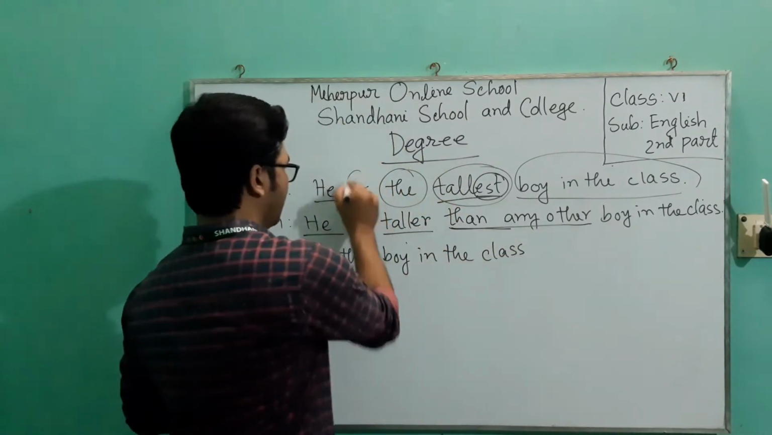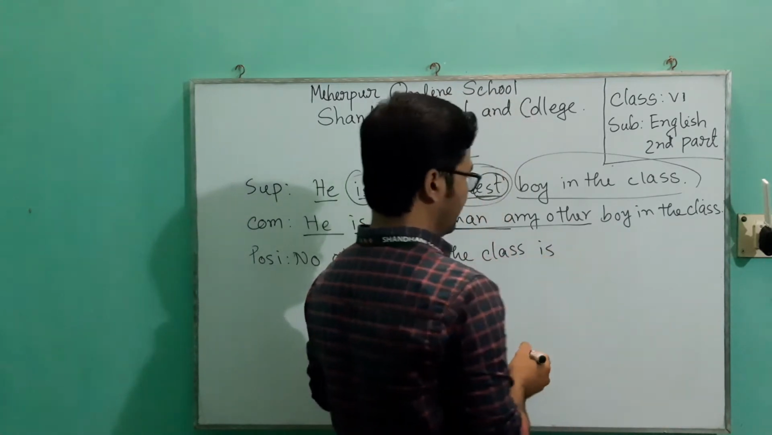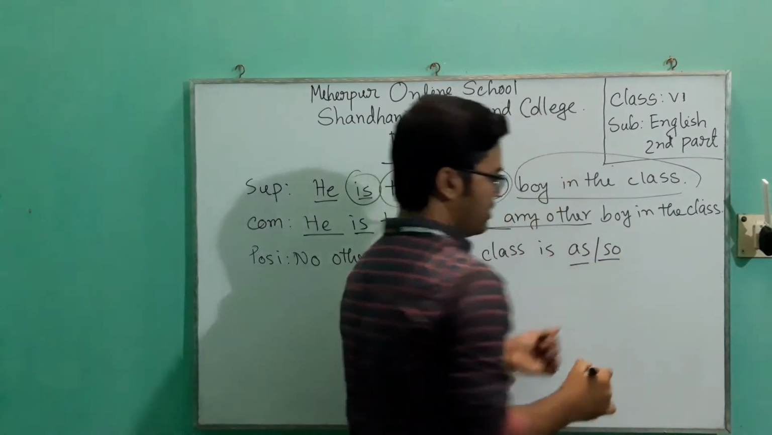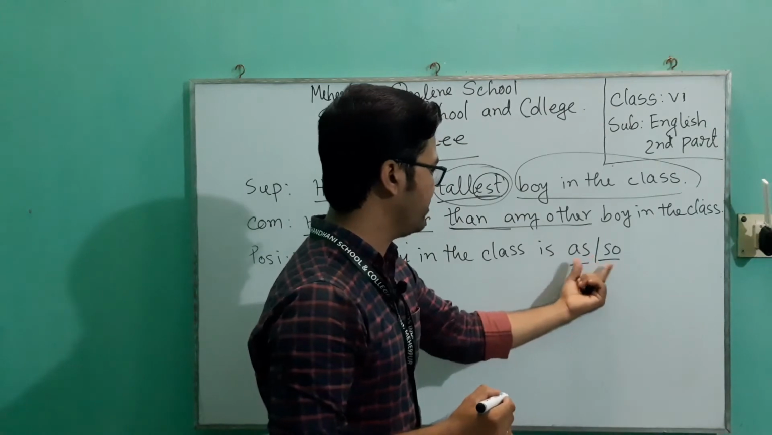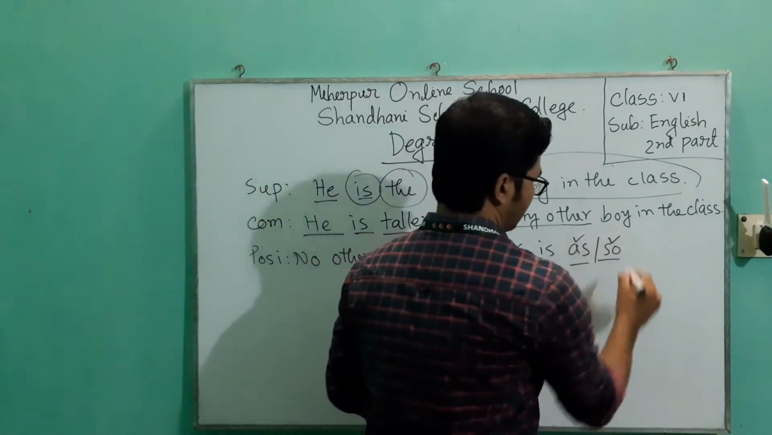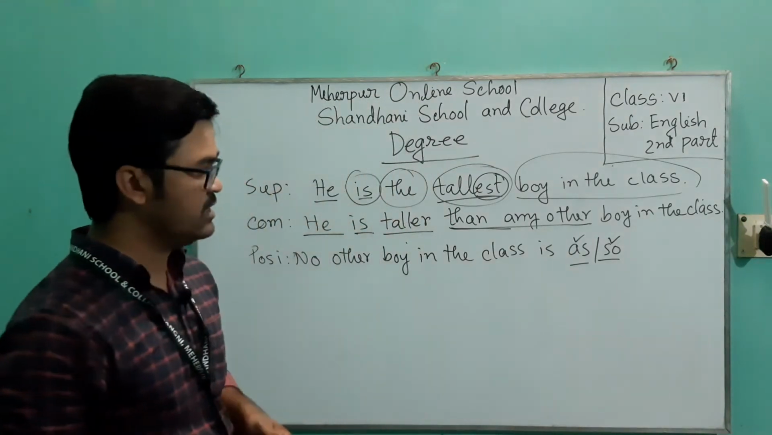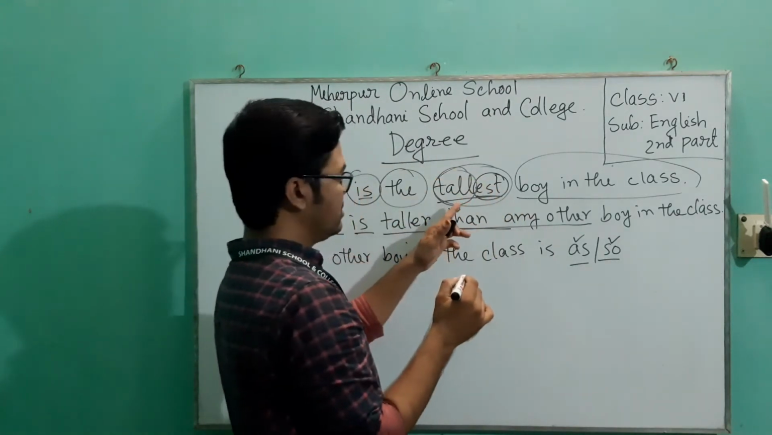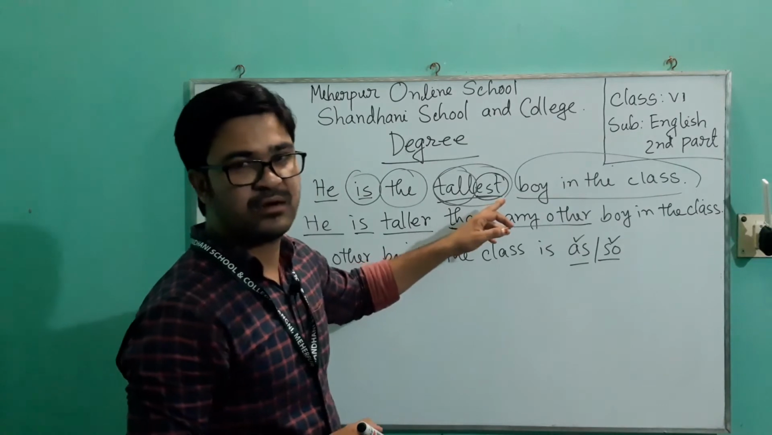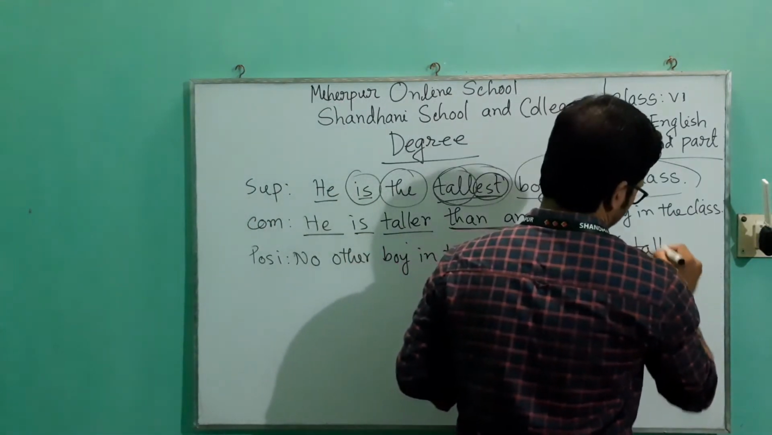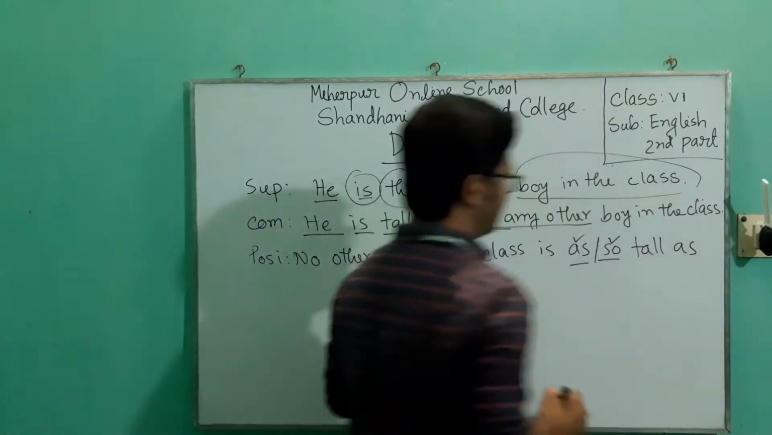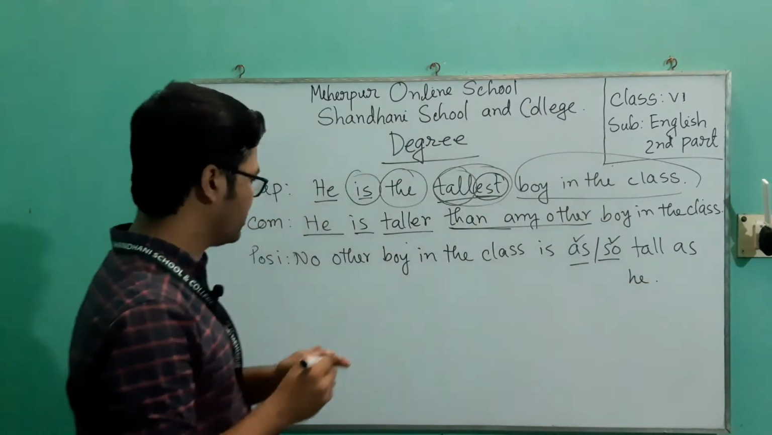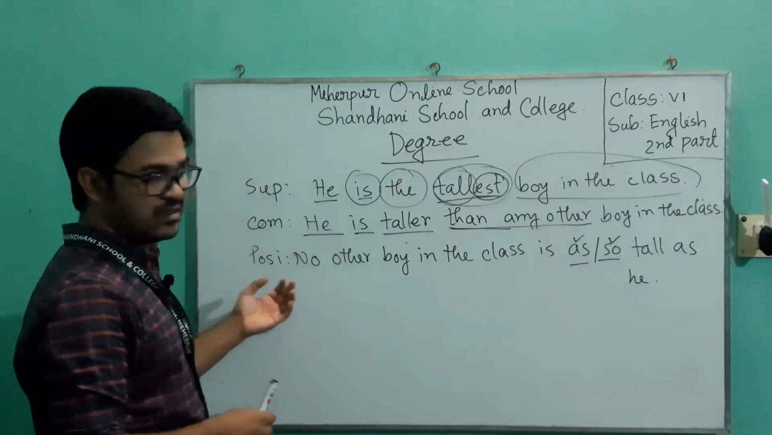then verb, here is the verb, then as or so. You can write one of them, so you can write as or so. Okay, now we have to write the positive form of the superlative. So tall is the positive form because tall is the root word of tallest, tall, and then we will write as, and last we will write the subject. Okay, dear students, how can I solve this? Now let's see the structure.